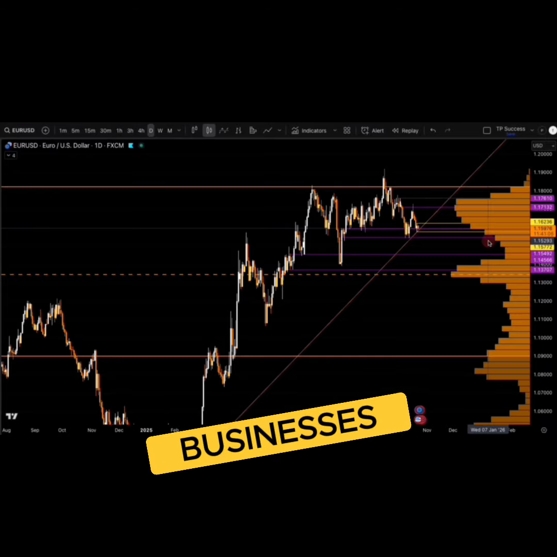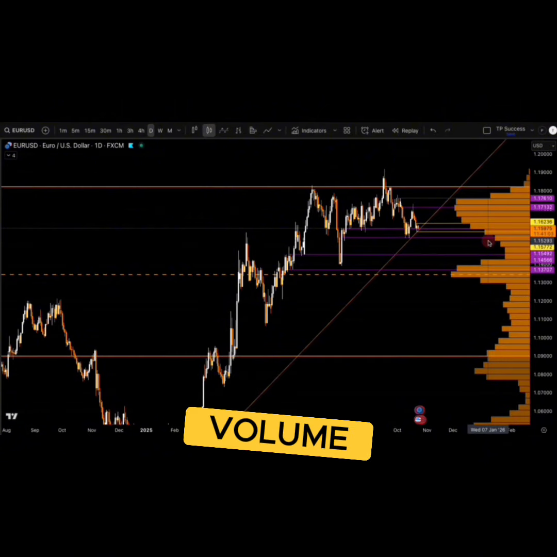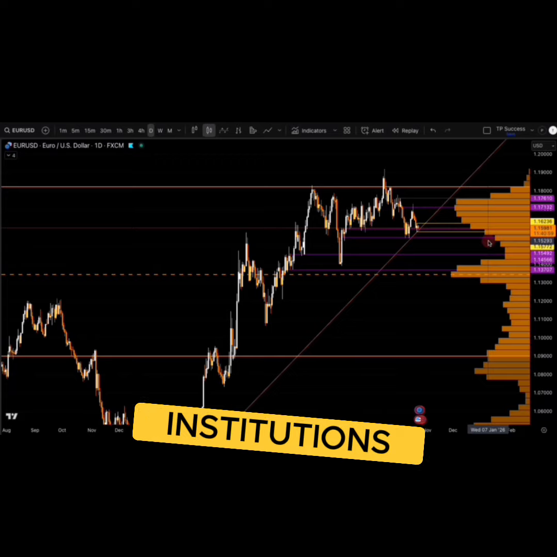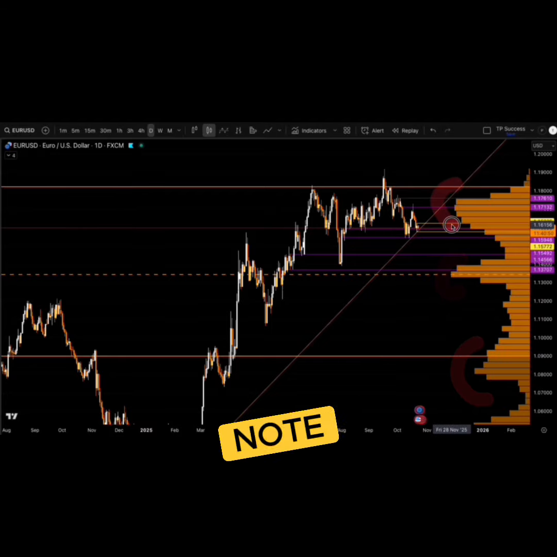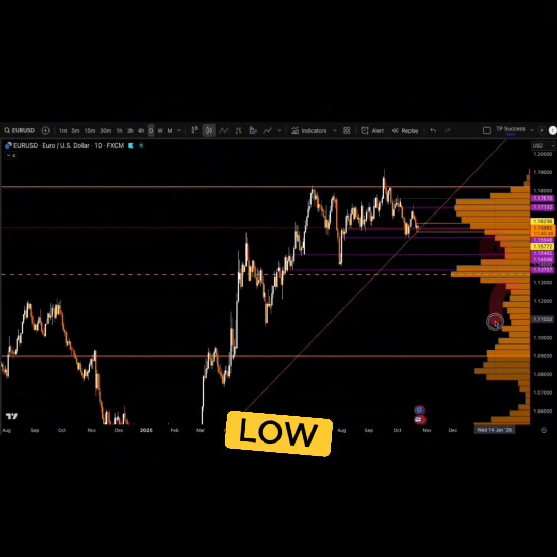I'm expecting business to be done at the high volume node areas. This is where everybody is sitting, right? So that is institutions and retail. They're all located in the high value node areas. This is what you would consider a high value node, a high value node, and a high value node, right? And the low value nodes are these areas right here. These are all low volume nodes.